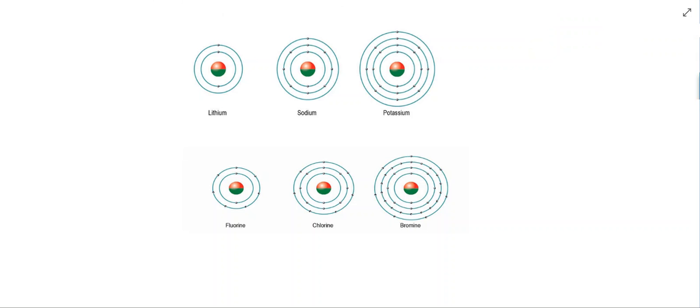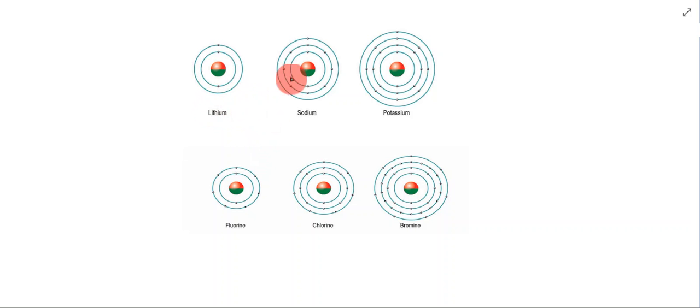So what I want to talk about in this lesson is the periodic table and what's known as electronic structure. In general, elements in the same group of the periodic table have a very similar outer electronic configuration, and with that they also have similar chemical properties as well. So what do we mean by that?